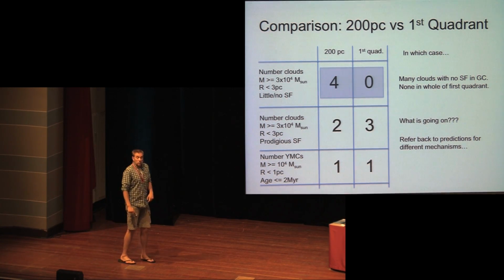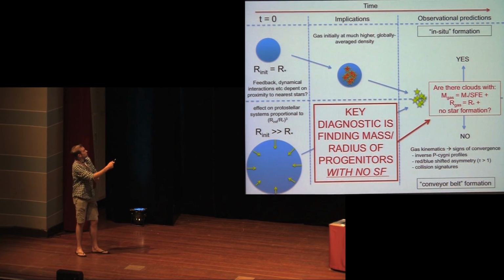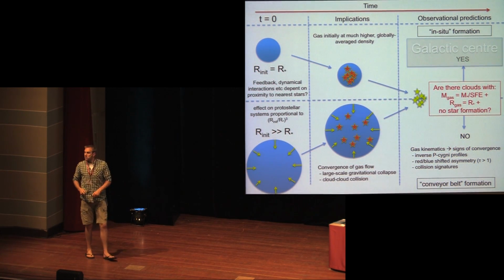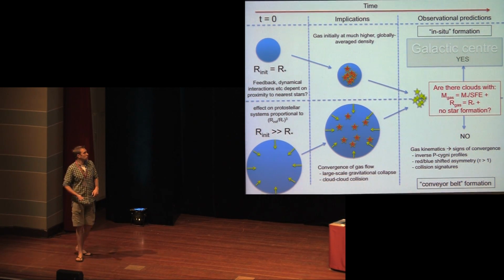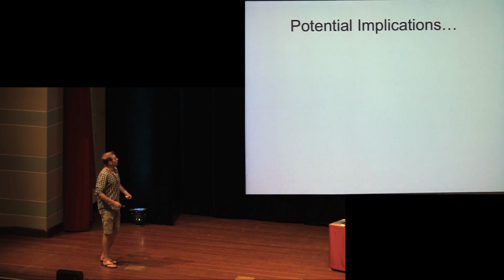So what's going on? Let's refer back to the predictions we had for those various different mechanisms. This is that same slide I showed earlier. Remember, the key diagnostic was the progenitors with no signs of star formation. And these numbers are telling us that the galactic center clouds seem to be this in situ mode, and in the disk it is this conveyor belt formation.